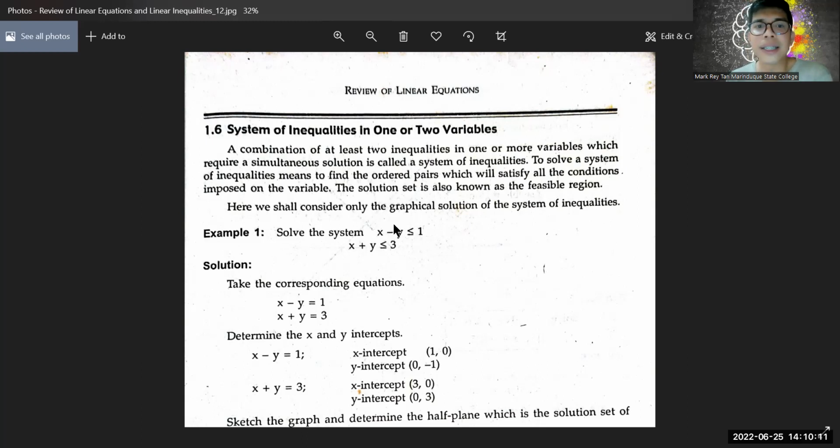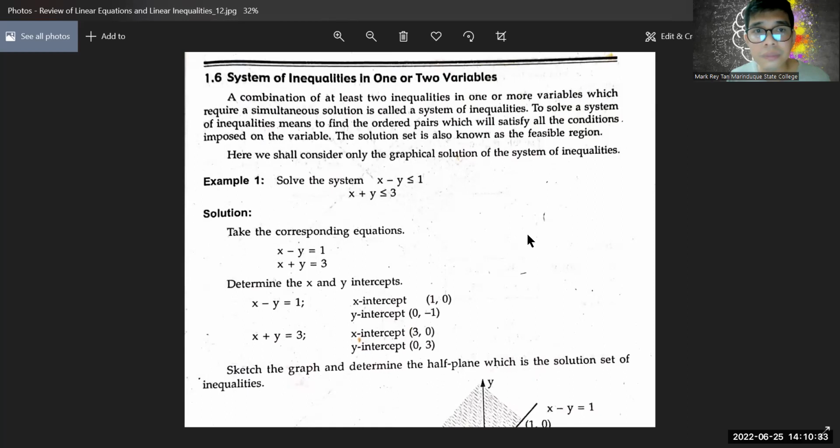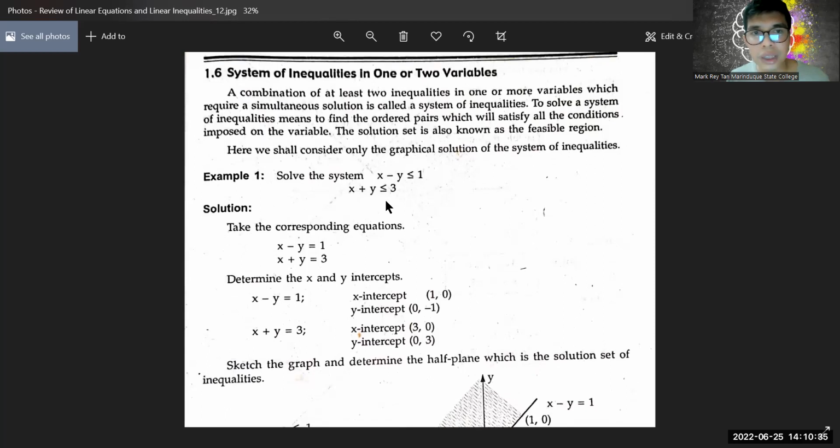So dito class, unlike in linear equation in which we are solving it through algebraic and graphical method, dito graphical method lang yung solution natin. Walang substitution or elimination method. So, mas madali. Magka-graph lang. Okay, so look at the example.